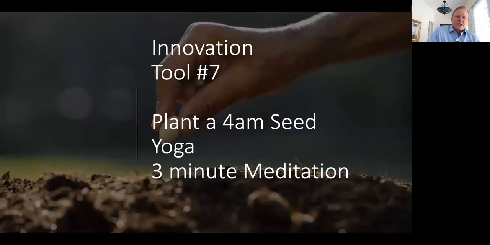Innovation tool number 7 is what I call the plant a 4 a.m. seed. According to neuroscience, one of the most creative times of day is around 4 o'clock in the morning, which is when you may have woken up a little bit, you're still in bed, you're probably going to stay in bed for a few more hours, but you're kind of awake.